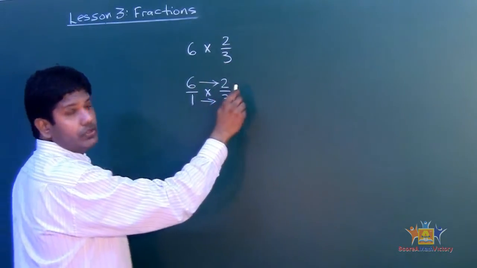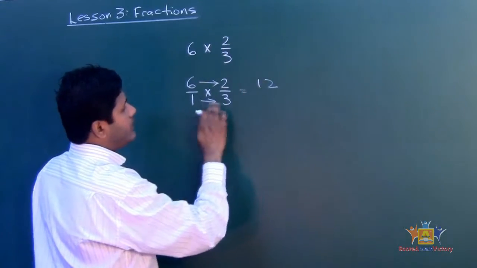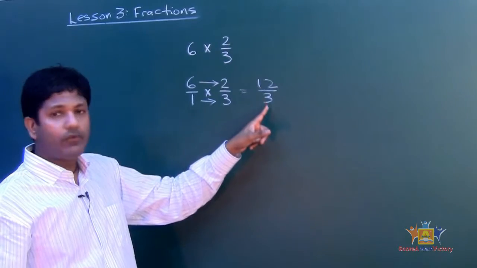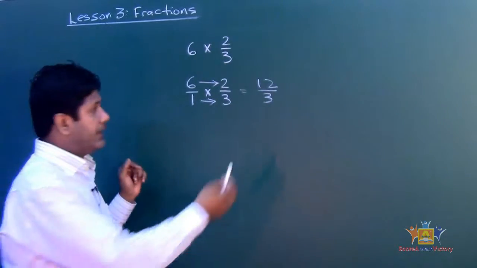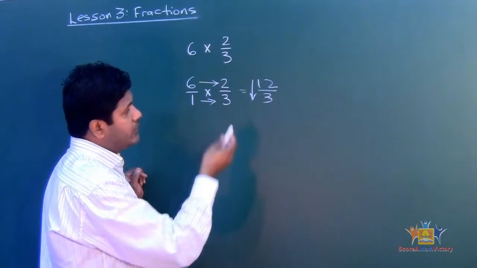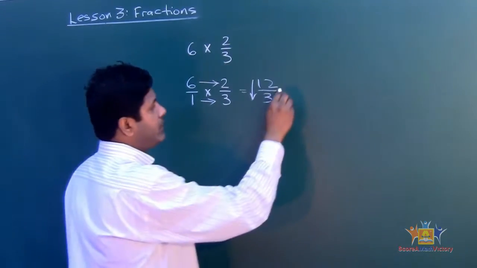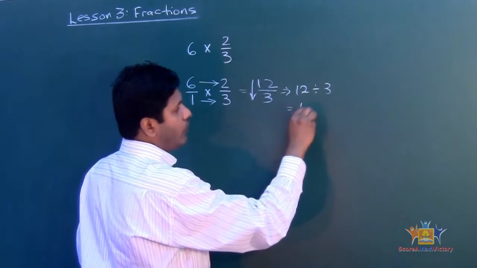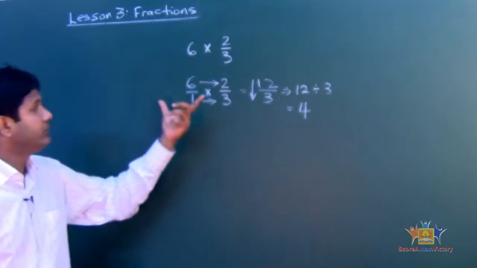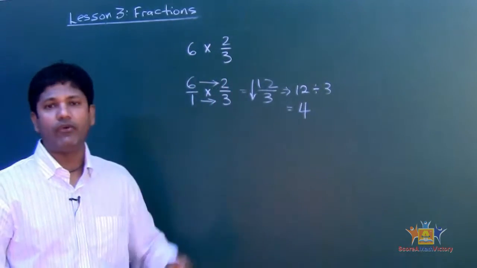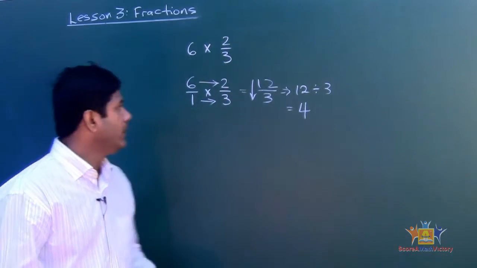So 6 times 2 is 12. 1 times 3 is 3. Now look at that, 12 over 3. It's an improper fraction. We cannot leave the answer like this, so we use the arrow down method, which means 12 divided by 3, which is 4. The answer is 4. So 6 times 2 over 3 is 4. Okay, keep that in mind.